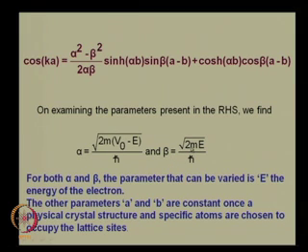Okay, we can try out various energy values and therefore various alpha values we can get. Similarly in beta, m is a constant, h bar is a constant, and various values of energy we can try out. These two came from our original solutions of the Schrodinger wave equation. So for both the parameters alpha and beta, the parameter that can be varied is E, the energy of the electron that we are examining. Other parameters A and B are constant once a physical crystal structure and specific atoms are chosen to occupy those lattices. Okay, so that is all fixed.